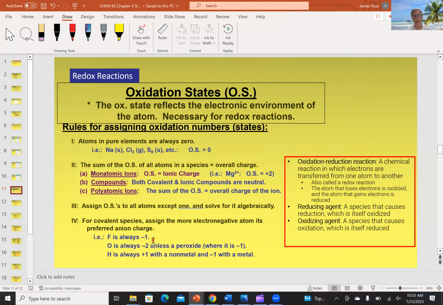Oxygen is also in the top right of the periodic table. -2 charge is its preferred charge. So we assign it preferentially a -2 oxidation state.